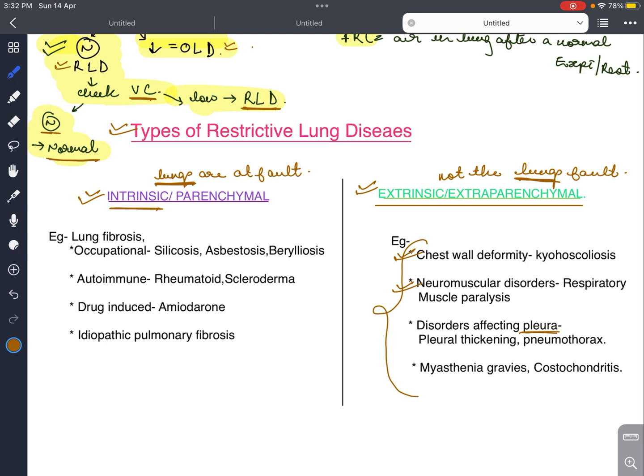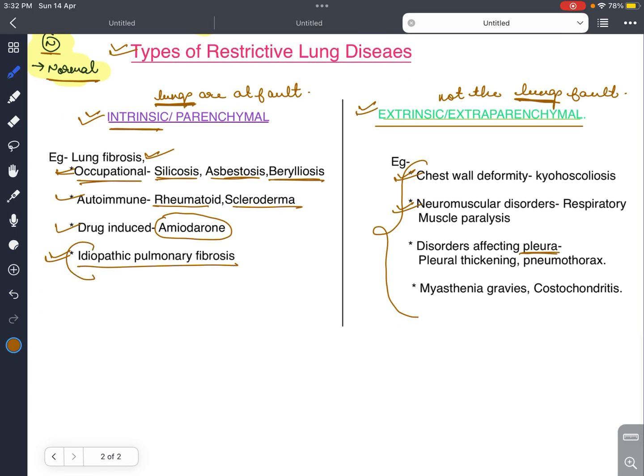For example, the type of restrictive lung disease can be lung fibrosis, which can again be occupational. We can have occupational causes, like silicosis, asbestosis, berylliosis. We can have autoimmune causes like rheumatoid arthritis, scleroderma. A drug induced cause like amiodarone causes lung fibrosis, and idiopathic pulmonary fibrosis. The word idiopathic here means that the cause is not known, but still it is considered in this group as well.